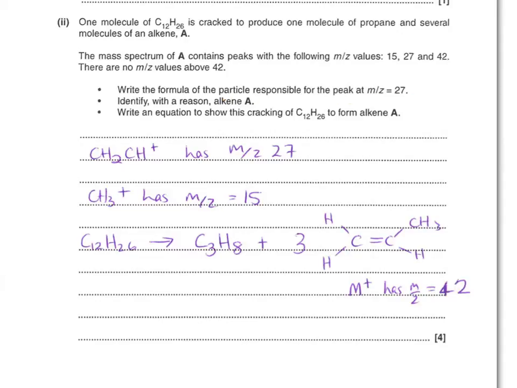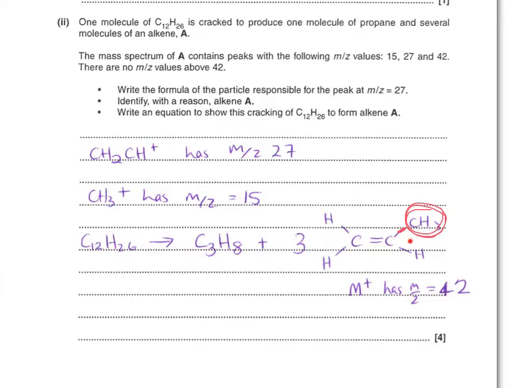So if we fragment by breaking this carbon-carbon bond here, we're going to remove this CH3. What we're left with is 2 carbons, which add up to an MR of 24, and 3 hydrogens, which gives a total MR of 27. So the fragment responsible for the m/z value peak at 27 is CH2CH+. Very important that we get CH2CH+ at 27.